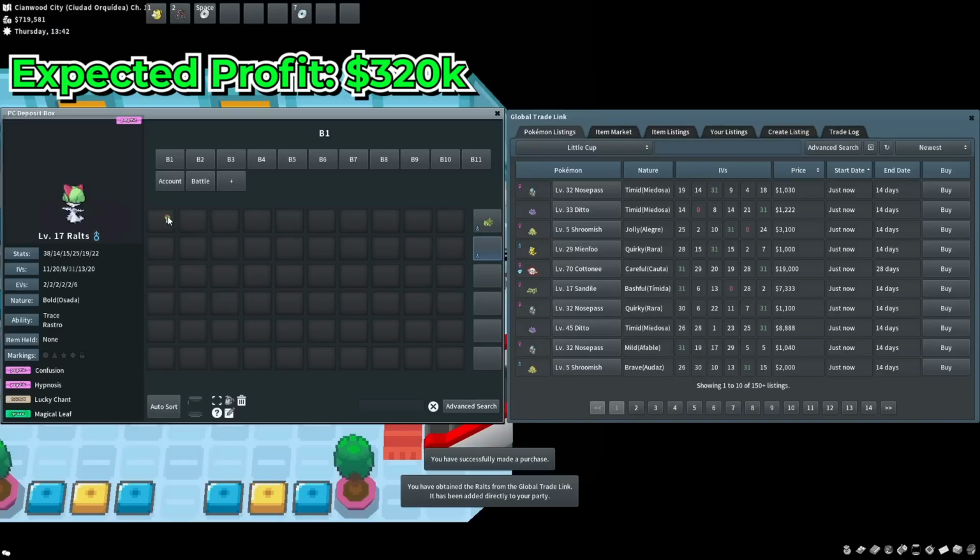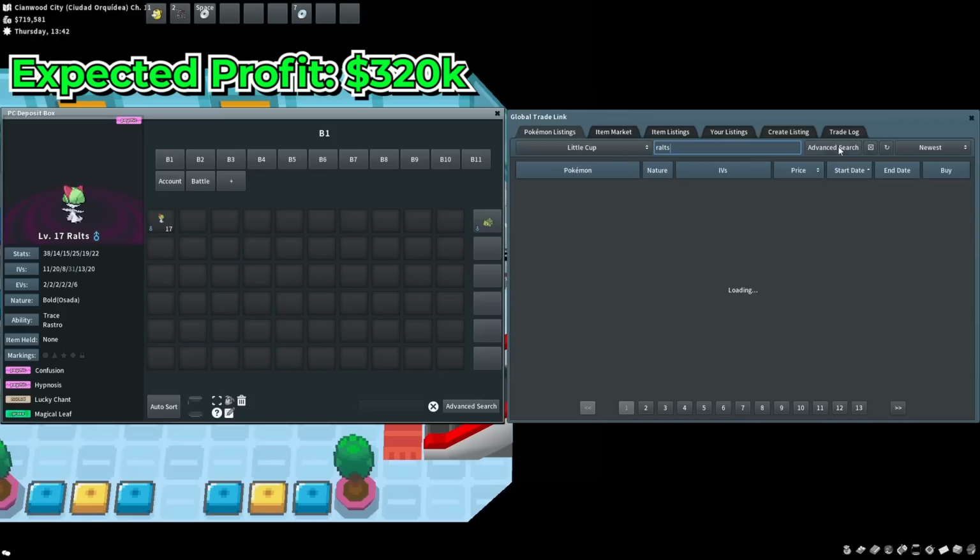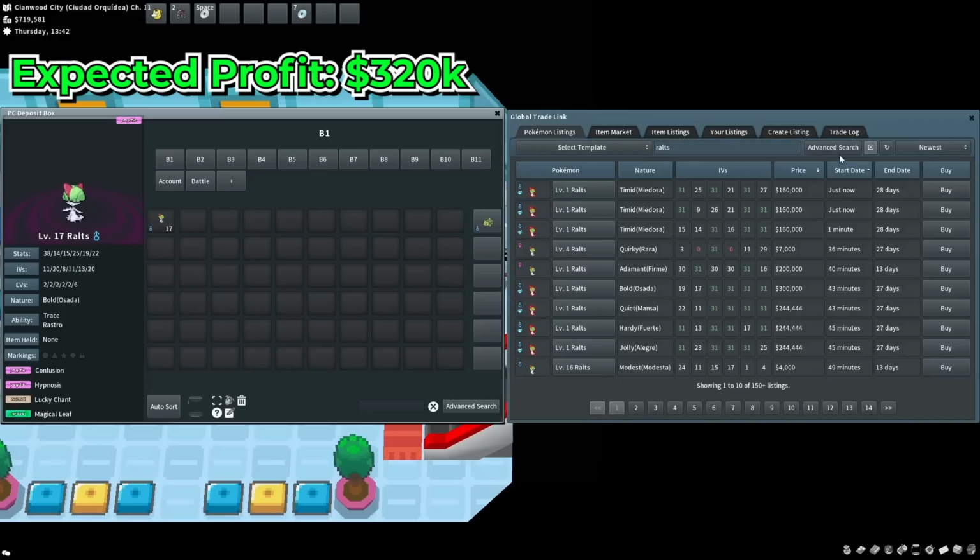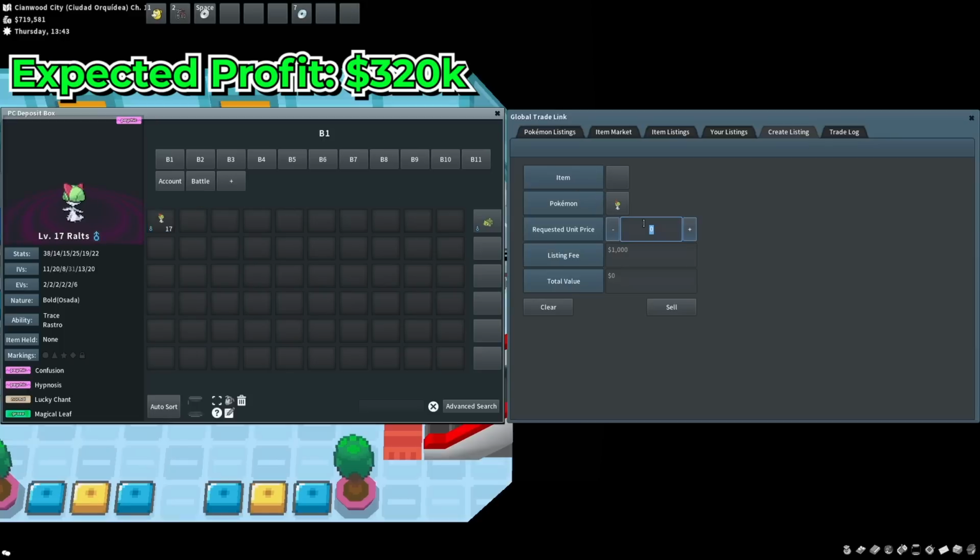Now Ralts with 31 special attack goes for more than that, as you can see, because it's an important stat for Gardevoir. And yep, so we'll be underlisting this guy here. 8999.